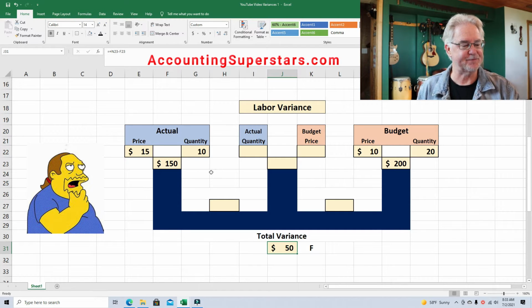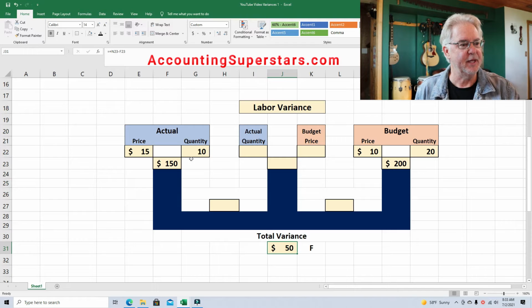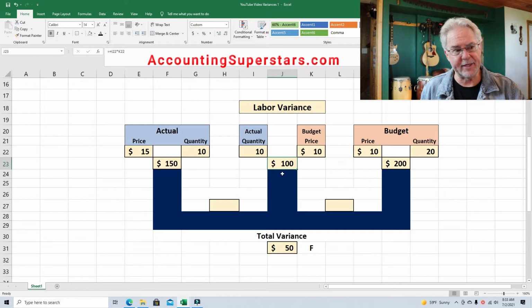We can figure that out. It's really pretty easy. What you do is you take the inside, the quantity here, 10, and move it inside. Inside goes in. So we'll put the 10 here. So the inside goes in, and then the inside goes in over here. So $10. 10 times 10 is 100. There we are. So now we can figure out the difference between the 150 and the 100 here.